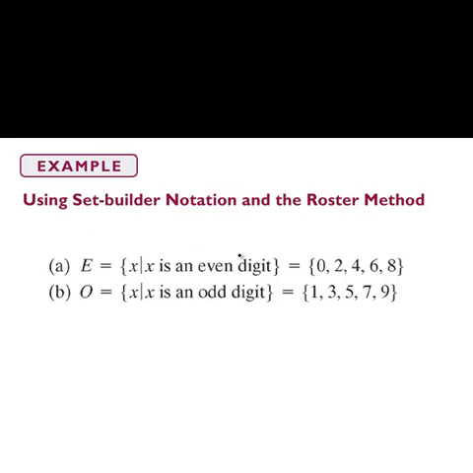So here's a quick example. Here we have a set E, which is the set of even digits, using the two different ways of defining it: the set builder and the roster method. Here we have set O, the set of odd digits.